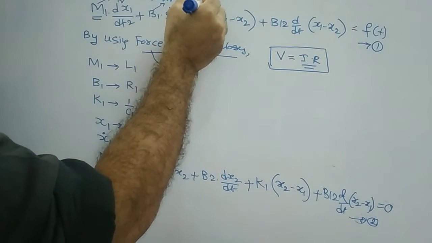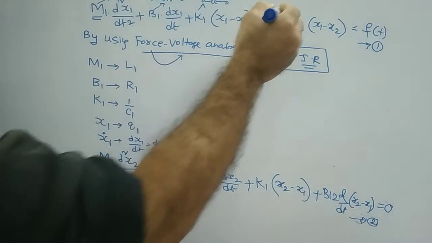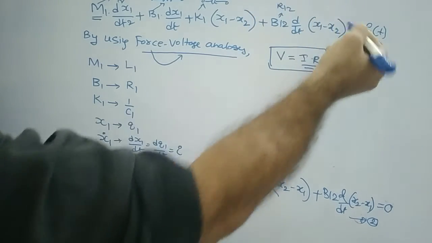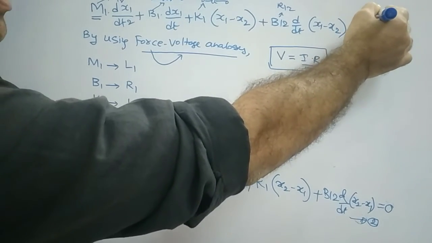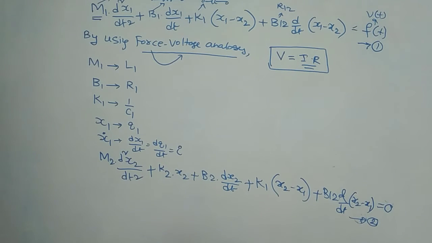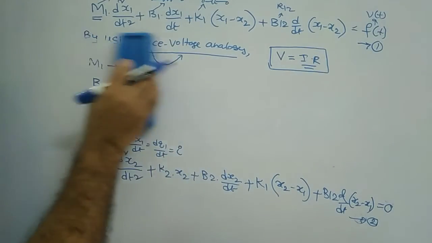K is equal to capacitance. That's it. This is capacitance. And finally, B12 is nothing but again resistance, that you can call R12. Like that. Your force becomes voltage, however, because force to voltage. But these are the things actually. Now it is easy basically. If you take L, what is the voltage across L? I will remove this.